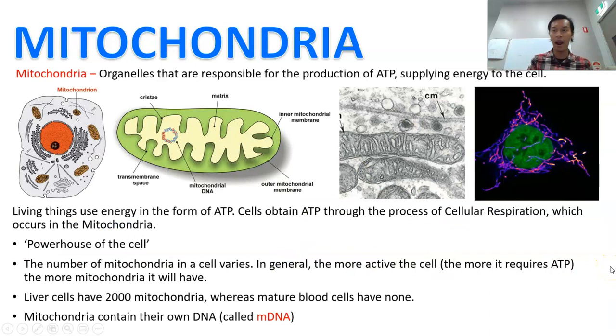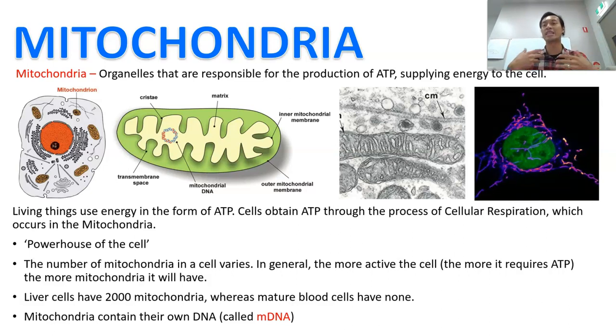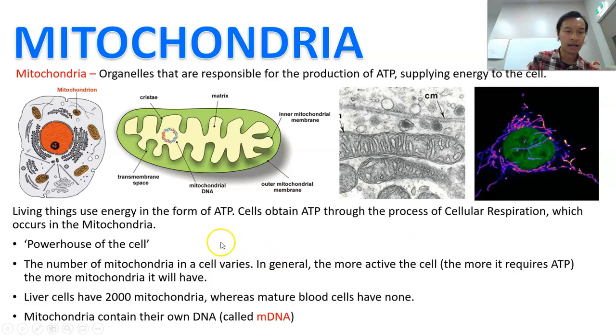Okay, on to the powerhouse of the cell, the mitochondria. Mitochondria are organelles that are responsible for the production of ATP, supplying energy to the cell. Okay, living things use energy in the form of ATP, right? ATP stands for adenosine triphosphate, which we'll look at in a second. Cells obtain ATP through the process of cellular respiration, which occurs in the mitochondria, right?